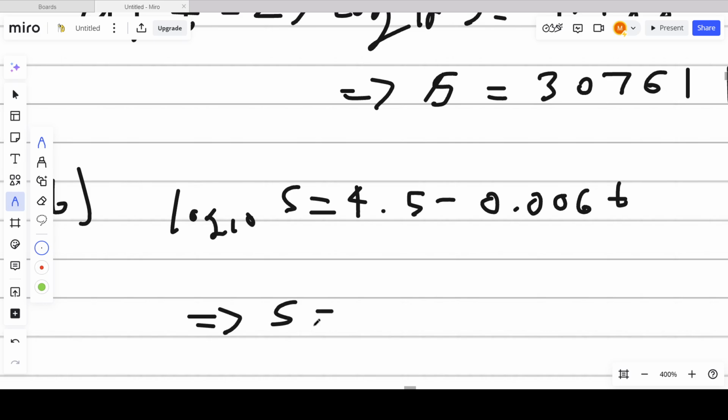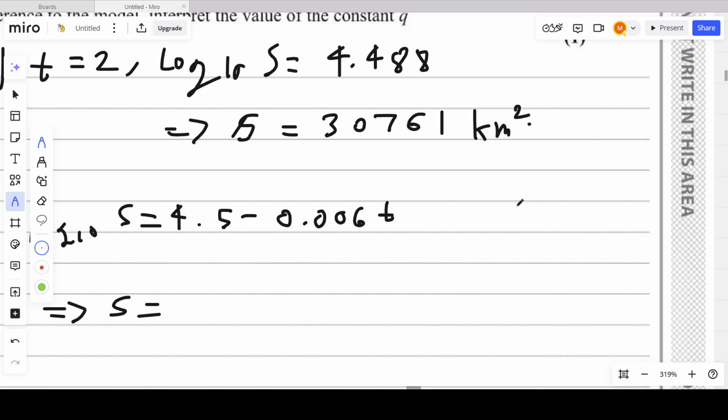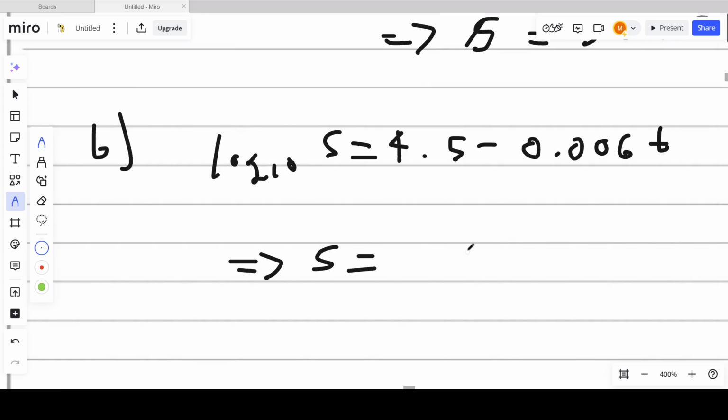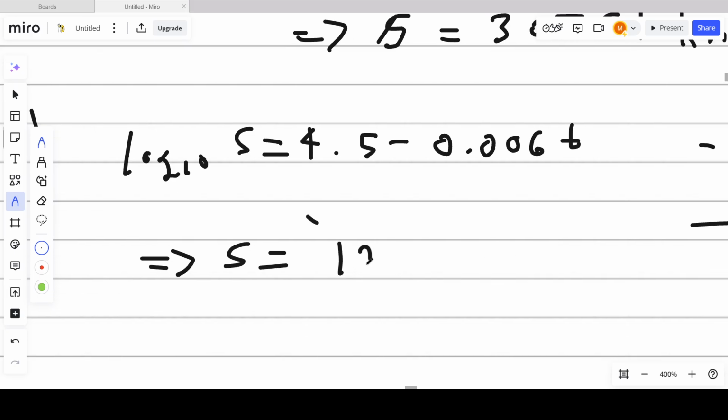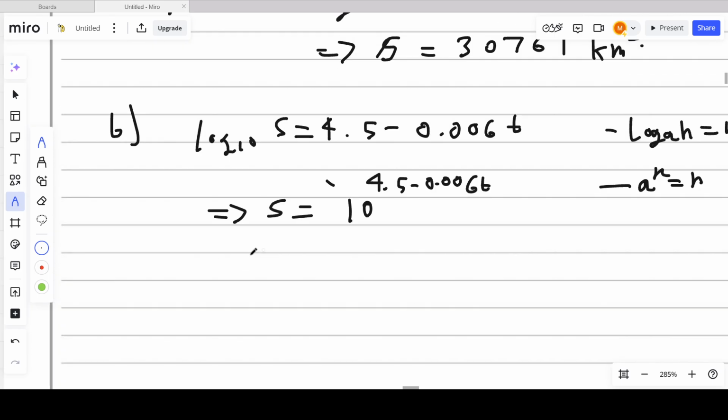We know that if log a n equals x, then a to the power x equals n. We will use this concept here. So log a n equals x, where the base is a. That means S would be equal to 10 to the power of 4.5 minus 0.006 t.